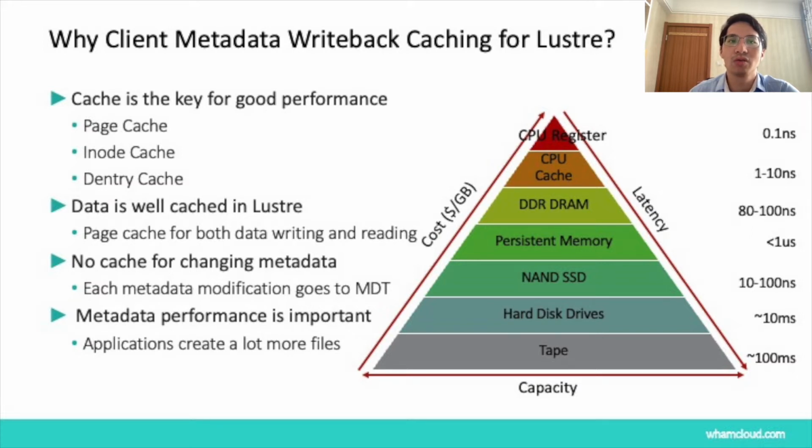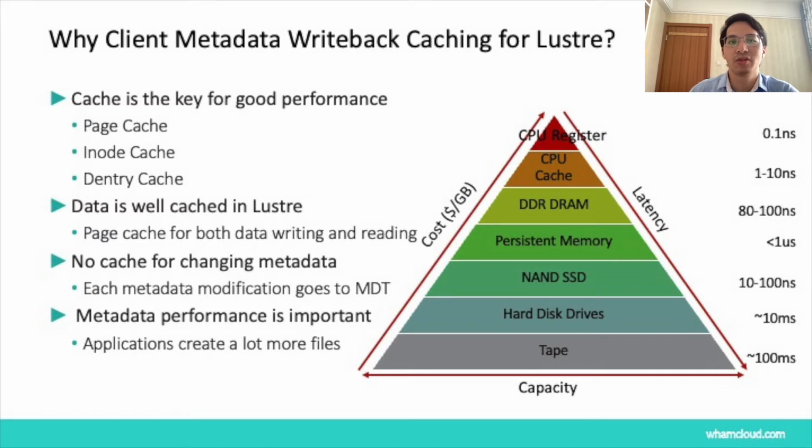So the first question for this project would be, why do we need Writeback cache for metadata? As we all know, cache is key for good performance, and that's why the Linux kernel has page cache, inode cache, and entry cache for file systems. And in order to get the best performance of writing data, Lustre takes good advantage of cache whenever we write or read data. Page cache is helping us to accelerate the performance.